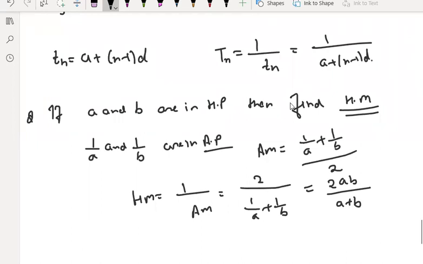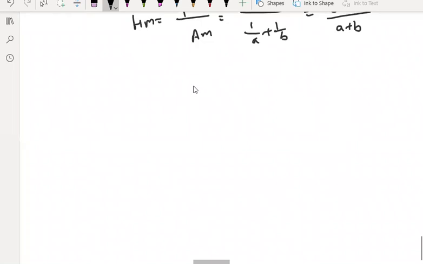Easy. That's it. That's what you have to study in HP. Nothing more than that. Okay, right? Now this sequence was very easy as compared to GP and even AP. This sequence was very easy, right, guys? There was nothing new in HP.